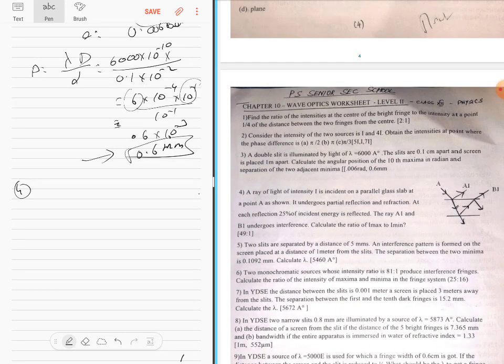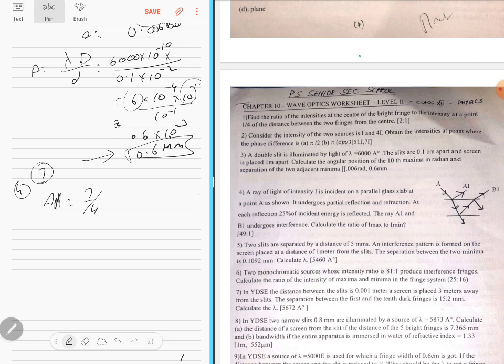The rays A1 and B1 are going to undergo interference. Calculate the ratio of I max to I min. So let's take A1 for that matter. Let the original intensity be I. Then its A1 is only 25% of the energy, so it becomes I by 4. A1's ray will have only I by 4.